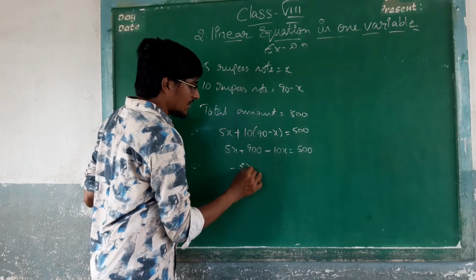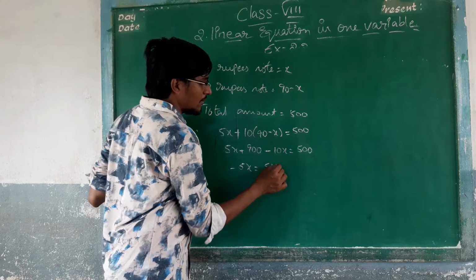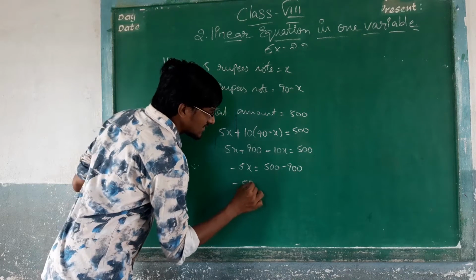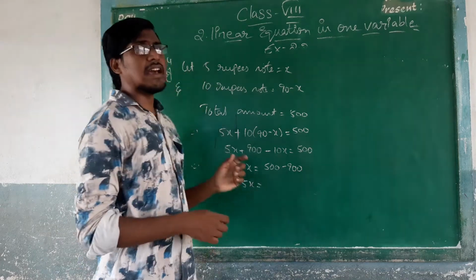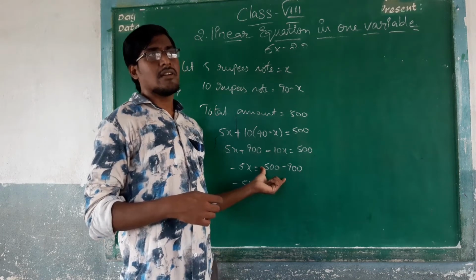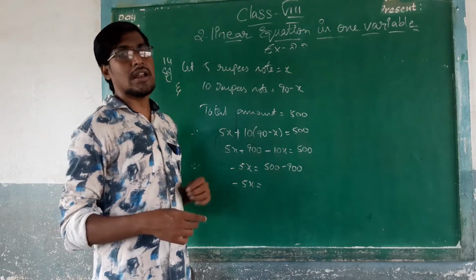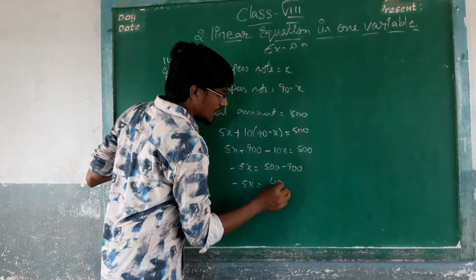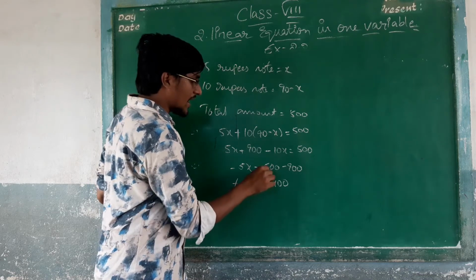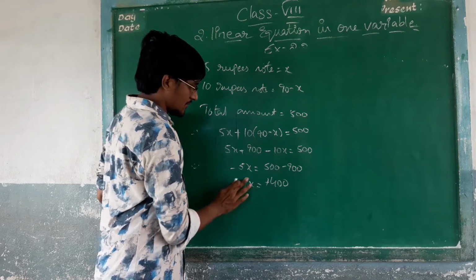So minus 5x equal to 500 minus 900, moving this plus 900 to the right hand side, it will become minus 900. Okay. What is the value of 500 minus 900? It is a plus and minus, so it will become minus 400. The highest value is minus here. So cancel minus and minus here, and 5x equal to 400.